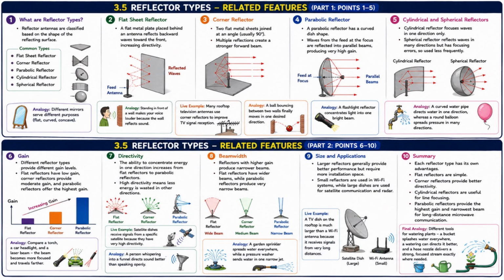Okay, I want to summarize this topic in a simple manner. Each reflector type has its own advantages that you should notice. For example, flat reflectors are simple. Next, corner reflectors provide better directivity. Next, cylindrical reflectors are useful for line focusing. Last one, parabolic reflectors provide the highest gain and also they provide the narrowest beam for long distance microwave communication purpose.